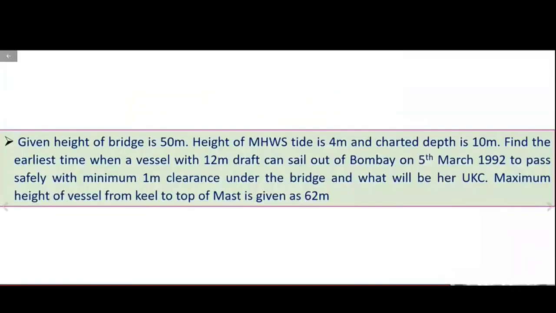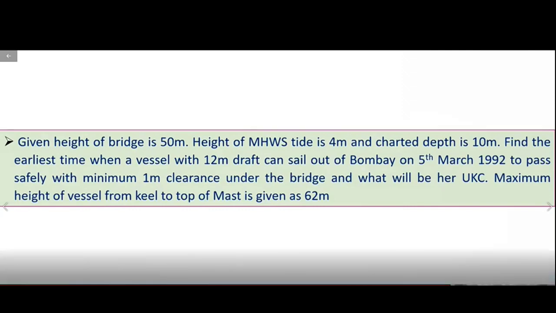Let's have a look at the last question of this particular video. Given height of bridge 50 meters, height of mean high water spring tide 4 meters, charted depth 10 meters. Find the earliest time when a vessel with 12-meter draft can sail out of Bombay on 5th March 1992 to pass safely with a minimum 1 meter clearance under the bridge. And what will be her UKC? Maximum height of the vessel from keel to top of the mast is given as 62 meters.